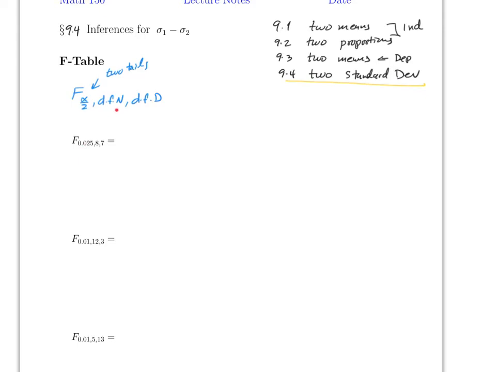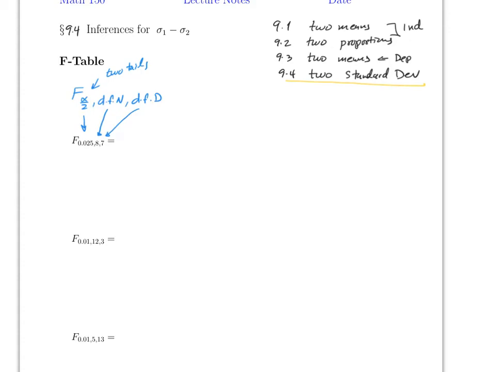The degrees of freedom for the numerator and the denominator are going to be n1 minus 1 and n2 minus 1, or n2 minus 1 and n1 minus 1, depending on one small thing that I will tell you on the next page. But for now, let's just learn how to read the table. Again, this is alpha over 2.